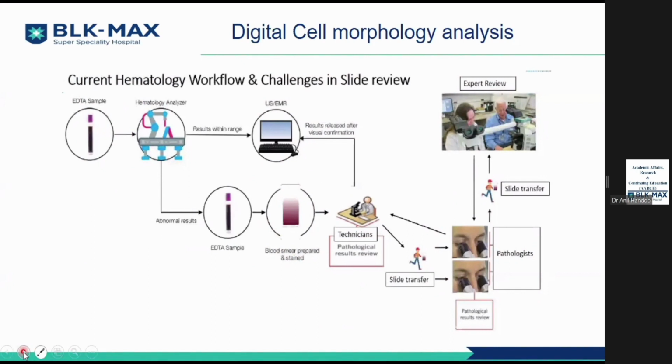Now, when you look at the hematology workflow and the challenges in slide review, which I just mentioned, there are umpteen number of them. Of course, you have some places across the globe where senior technical staff will sit down and review the smears, and if they find anything problematic, they will transfer it manually to the pathologists or the experts for review. And this review, going between technical staff, pathologists and experts sitting at a distance, is always going to take a significant amount of time.